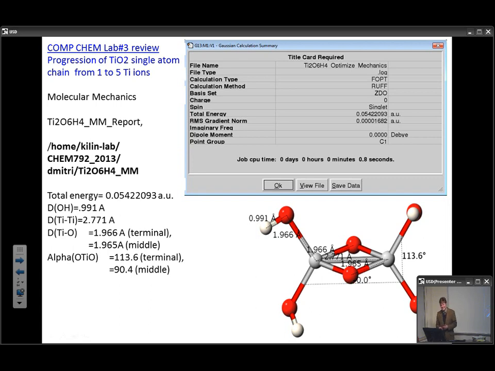Okay, thank you. So we were composing several models of titanium dioxide, then running optimization of geometry with molecular mechanics, and then in Gaussian there is a pop-up menu that shows analyze results.